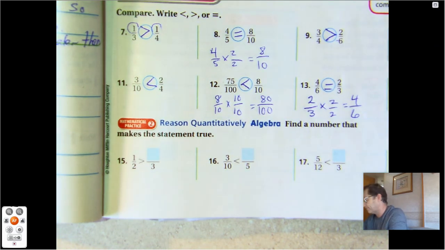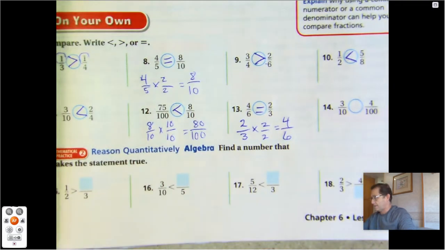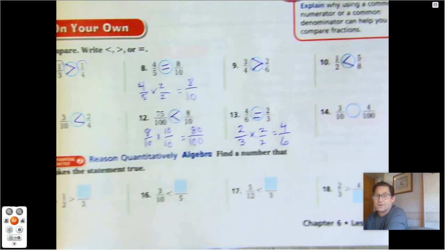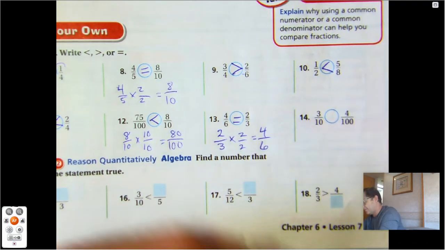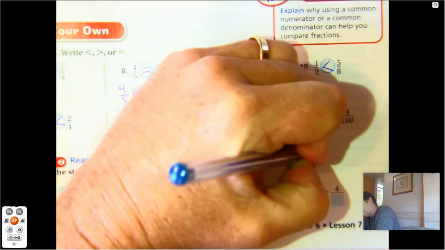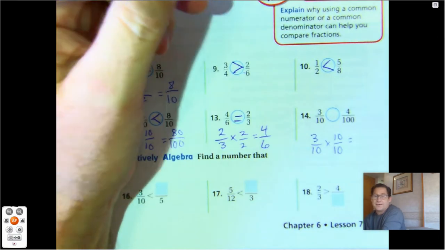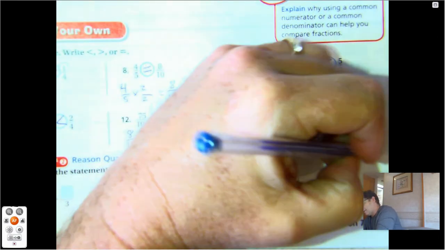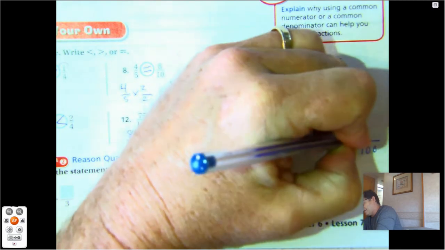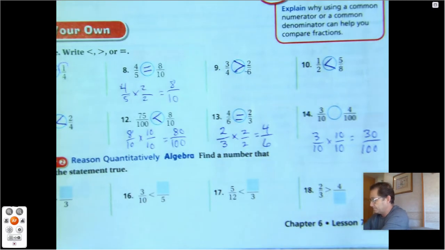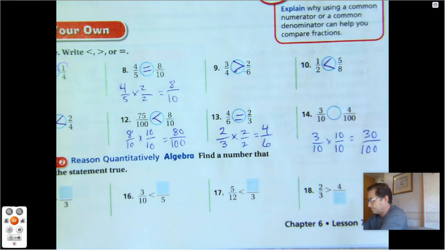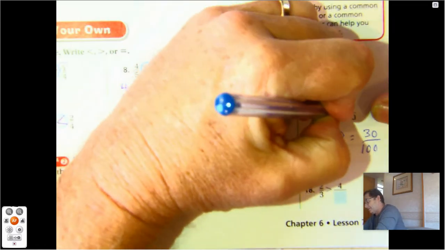All right, number 14. Okay, this is just like number 12. So let's find a common denominator by multiplying 3 tenths by 10 over 10. 10 over 10 is 100. 3 times 10 is 30. Well, 30 100ths is a lot bigger than 4 100ths. So 3 tenths has to be bigger than 4 100ths.